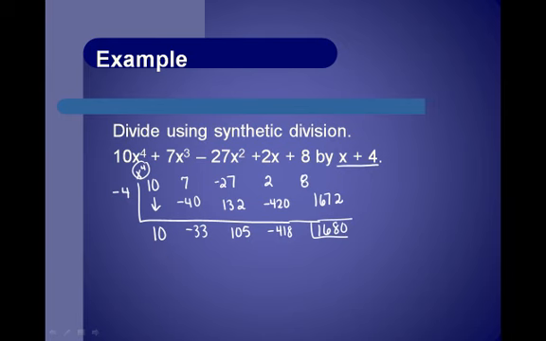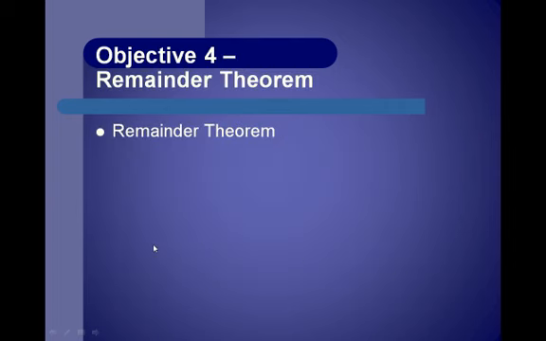So when we divide that, we would get, for an answer, 10x to the third minus 33x to the second plus 105x minus 418 plus 1,680 divided by x plus 4. So that would be our answer.